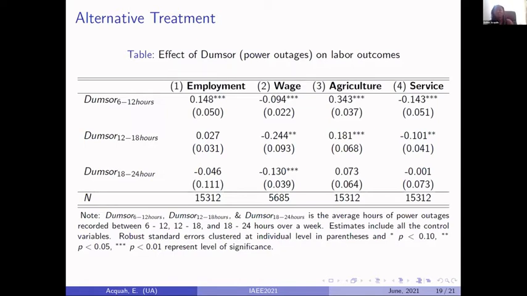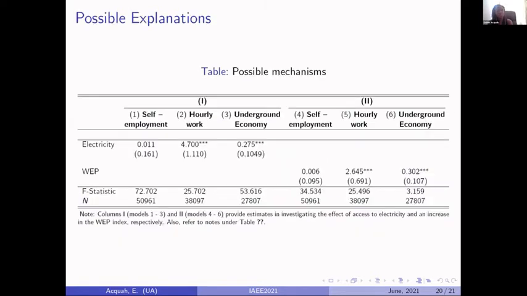And we can see the shift in the agricultural sector as well. What could be explaining this? If government is unable to employ as a result of access to electricity, then how has self-employment played in this? If wages are increasing, could it be that hours of work have increased as well? And so I try to also see if the underground economy is absorbing some of this employment, and we see that self-employment itself has not changed over time, but hours have changed. And then the underground economy seems to be doing well as a result of access to electricity, water, and public transport in Ghana.